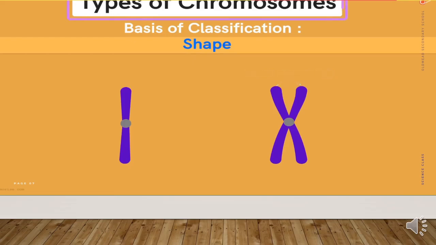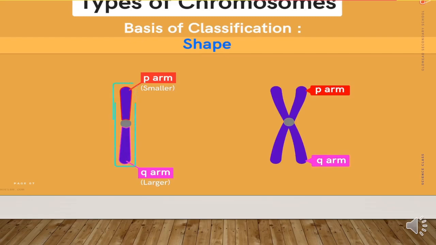Now, to understand the types, let's first understand the typical structure. Here, these two regions are called the arms of the chromosome. This arm is named the P arm and this is known as the Q arm. So how do we recognize which is the P and which is the Q arm? Is it based on their positions? Nope, it depends on the size. The smaller arm is the P arm while the larger one is the Q arm. So this chromosome has one P and one Q arm, while this one has two P and two Q arms.